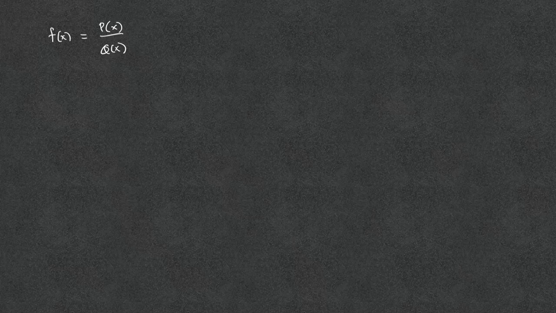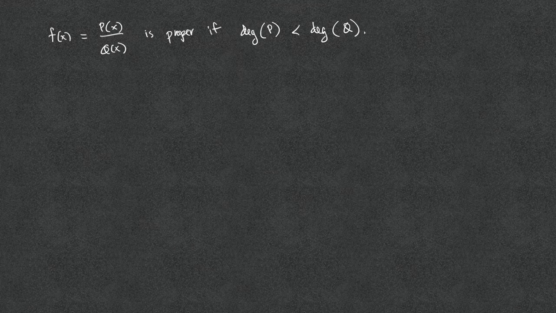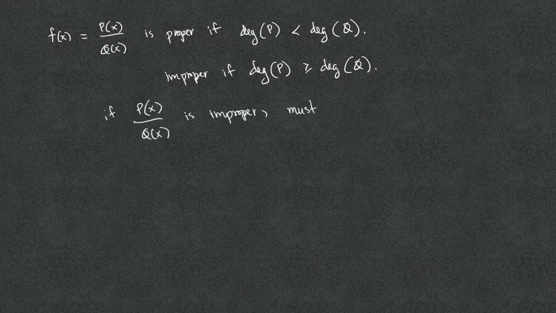If f of x equals p of x over q of x, where p and q are polynomials, then this rational expression is called proper if the degree in the numerator is less than the degree in the denominator. It is called improper if the degree in the numerator is greater than or equal to the degree in the denominator. If the rational expression is improper, we first must perform long division.